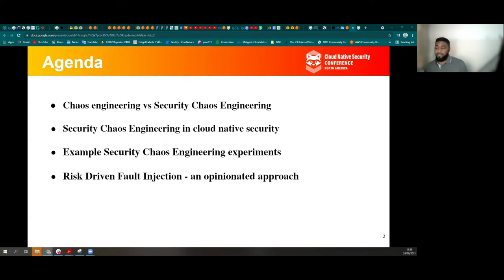All right, so I'm going to cover a couple of topics today. We will look at chaos engineering and also security chaos engineering, to understand these terms and how they are different. Then we will look at security chaos engineering in cloud native security to understand why we are talking about security chaos engineering for cloud native security. Afterwards, I'm going to walk you through three example security chaos engineering experiments. And lastly, I will talk about risk-driven fault injection, which is just my opinionated way of implementing security chaos engineering. So let's get started.